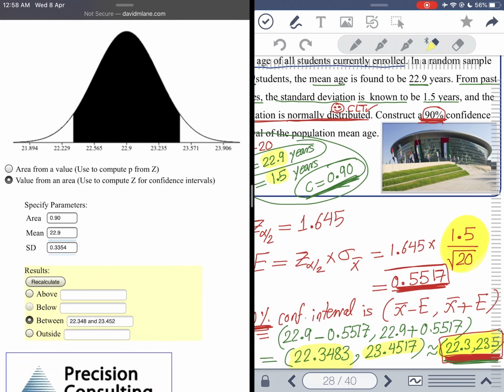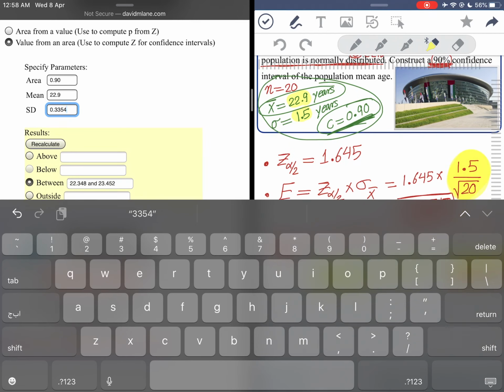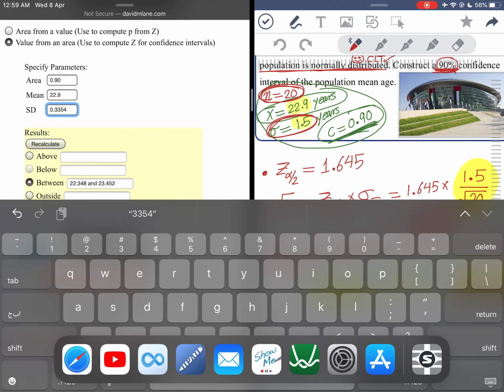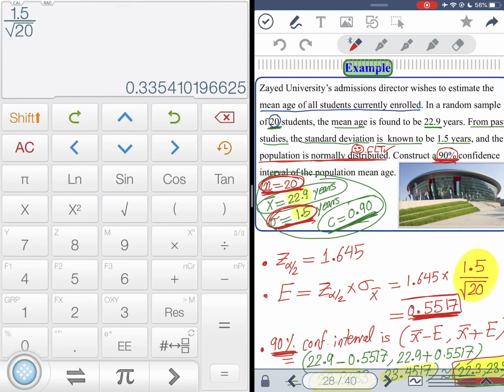So you can solve any problem that requires you to do confidence intervals when the population standard deviation is given using the online calculator. Only thing that I want you to know is this: the standard deviation is the one that you need to pay attention to. Make sure that you divide the population standard deviation by radical sample size. In this case, the sample size was 20 and sigma was 1.5. And this is why the one that you put here is not just sigma. It's sigma divided by radical 20. So remember, we did it here. Sigma divided by radical 20, and we got the 0.3354.